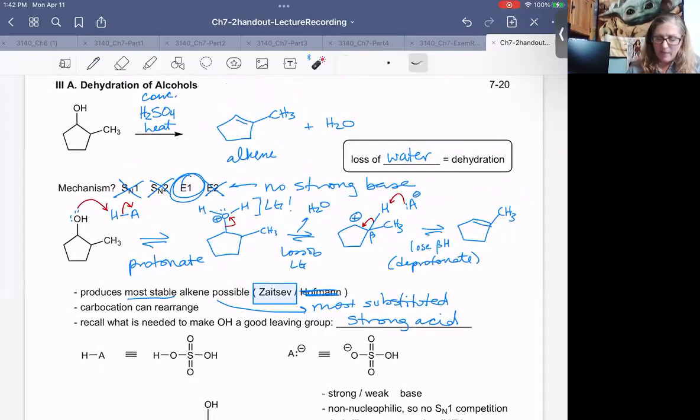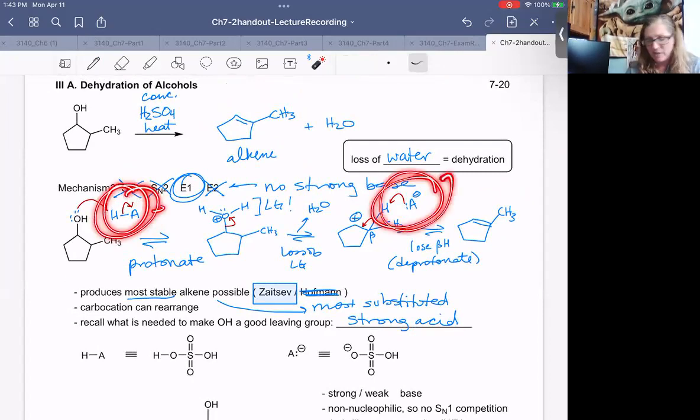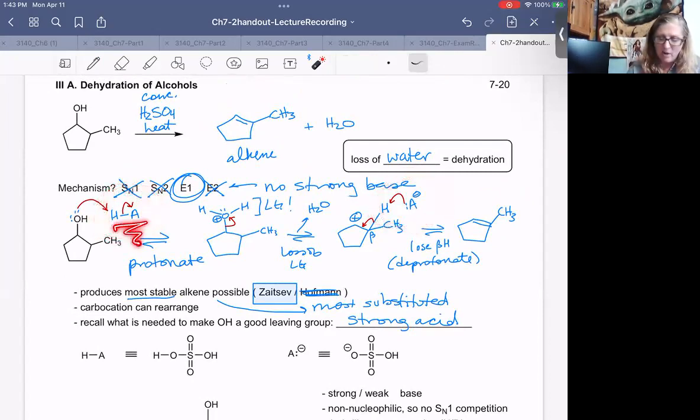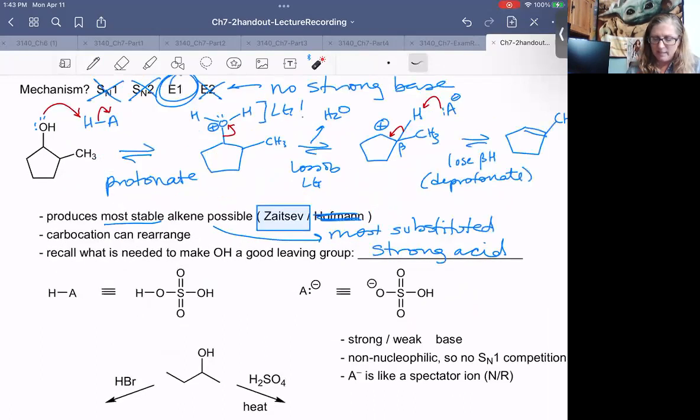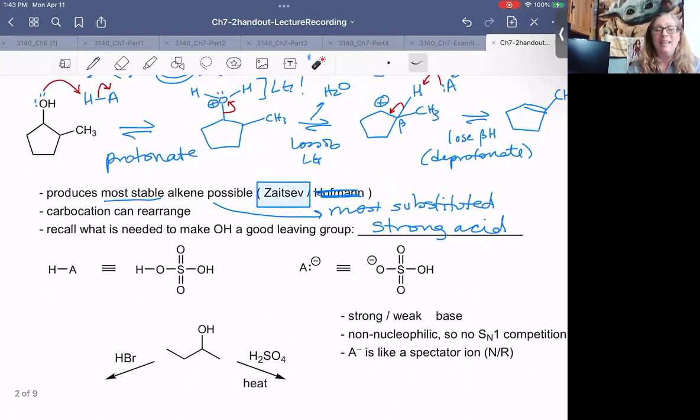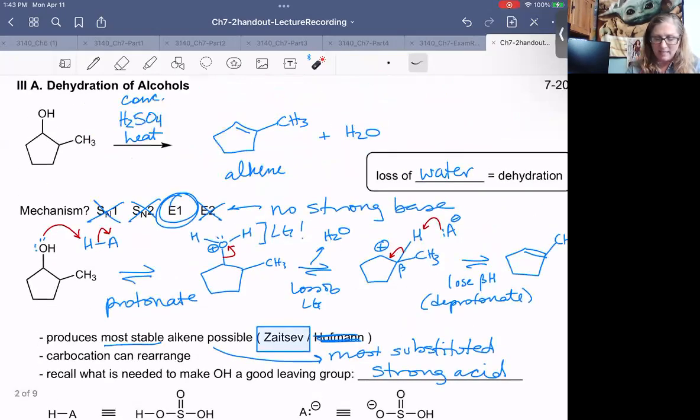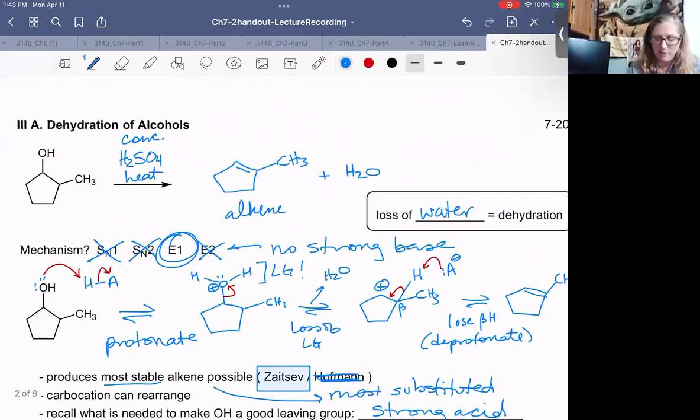Okay, notice that we had a deprotonation step, a protonation step, and then a deprotonation step. So we used HA here, and we reformed HA as well. So it is catalytic in acid. So that's a lot of times why it's called acid catalyzed dehydration.